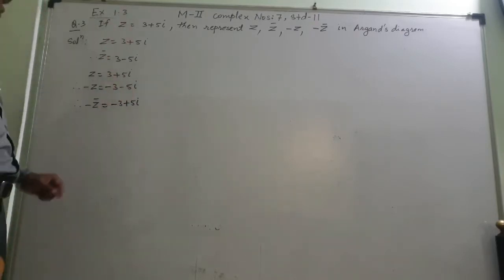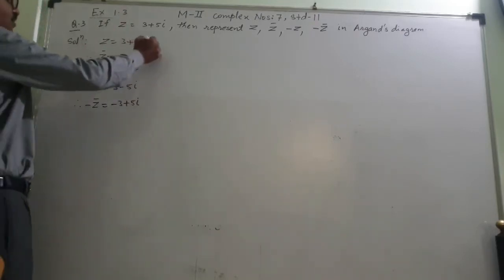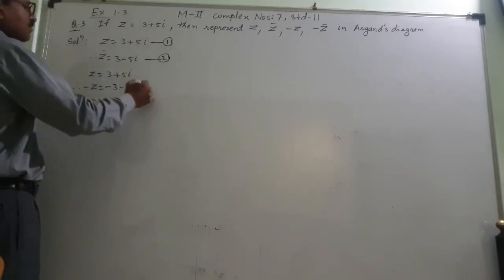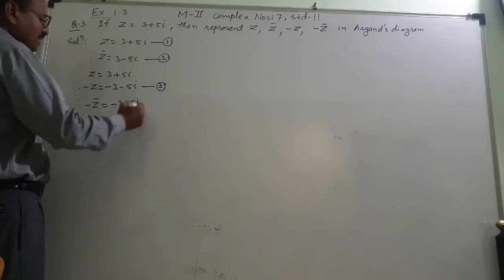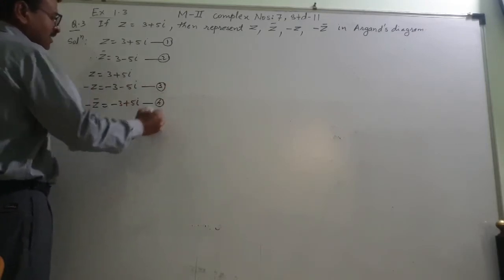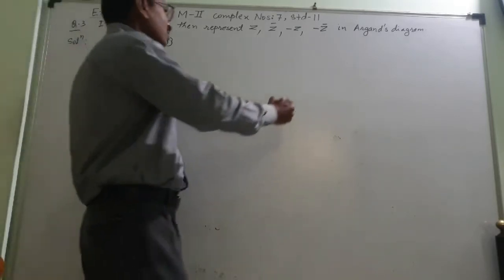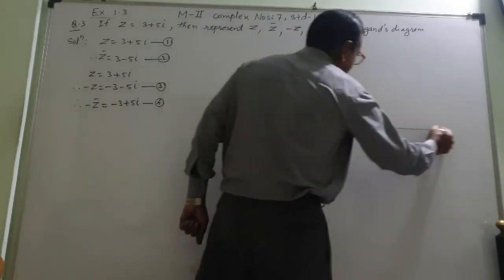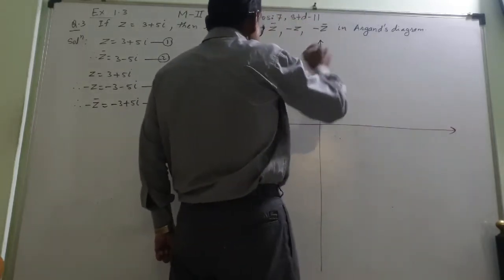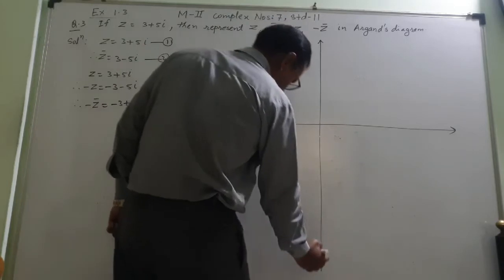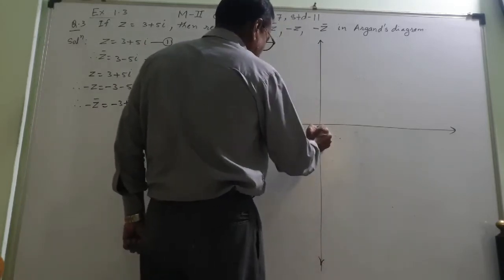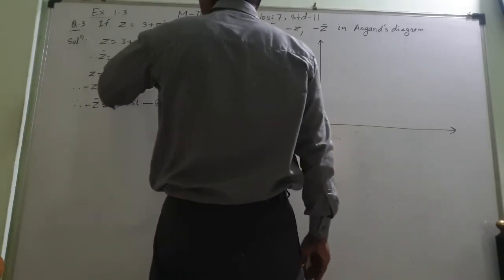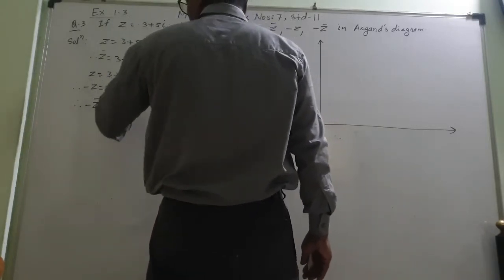So everything I have written here. This is for z. This is for z bar. This is for minus z. And this is for minus z bar. These are the 4. Now I will draw the Argand diagram. This is our origin. So up to what numbers I want? 3, minus 3 and minus 5.